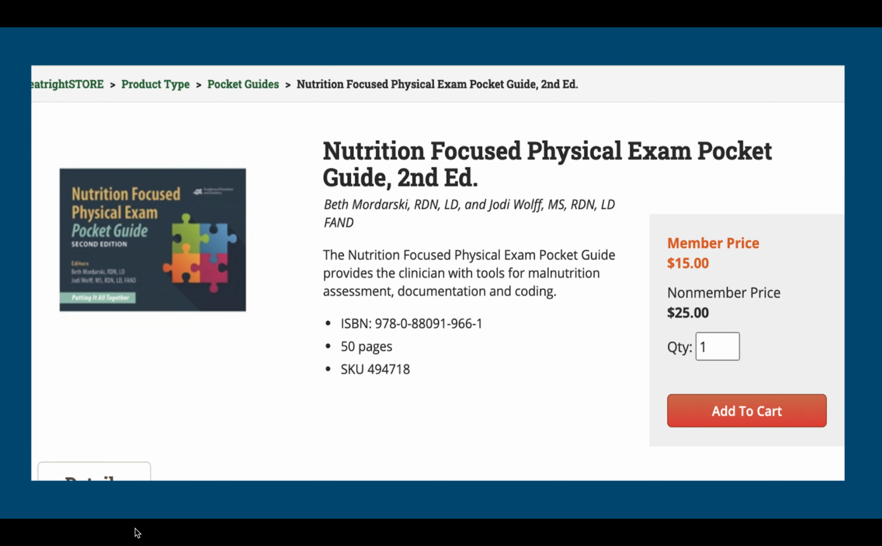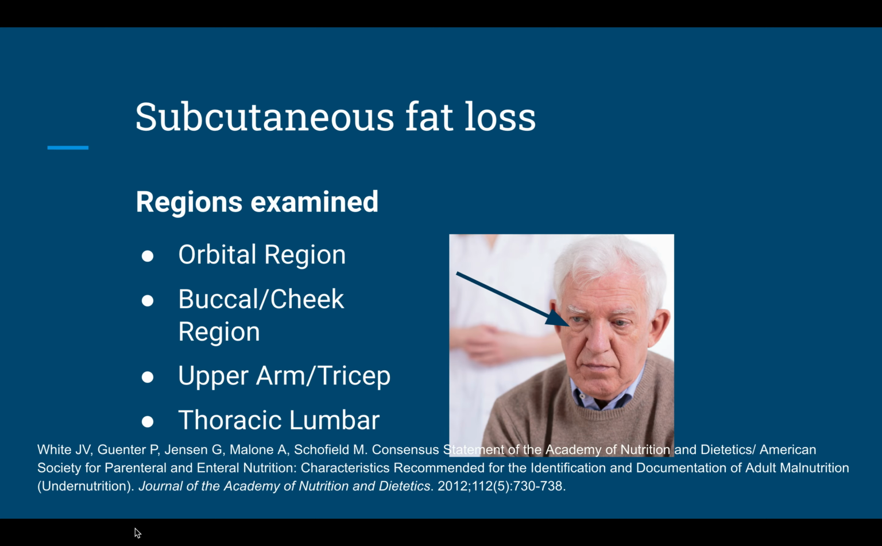Oh, and here it is. Yes, I knew that I had it. It's called the Nutrition Focused Physical Exam Pocket Guide. It's really inexpensive and really helpful. So, I encourage all of you to purchase a copy because it's going to save you a lot of time and help you provide better patient care. So, what are we looking for?